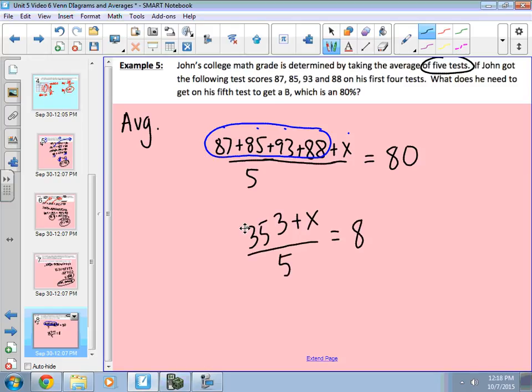Okay, so where do we go from here? Well, we need to get x by itself. And right now we can't subtract 353 yet because it's being divided by this 5. We want to get rid of that 5. What's the opposite of dividing? Multiply. Let's multiply both sides by 5 here. Then these 5's cancel out. So now this side we're left with the 353 points he's got so far plus whatever he gets on this last test, which would equal 80 times 5, which is 400 points.